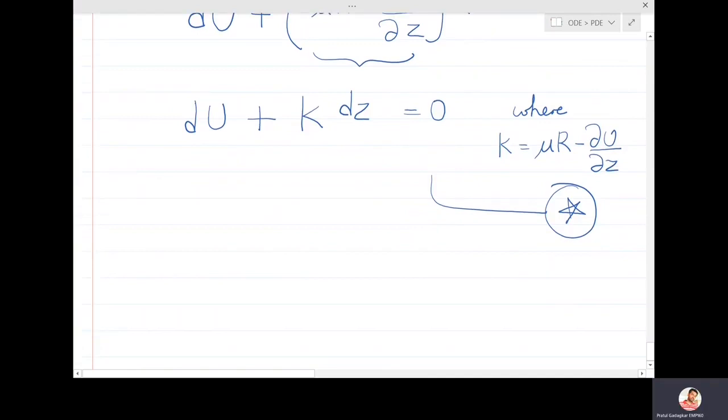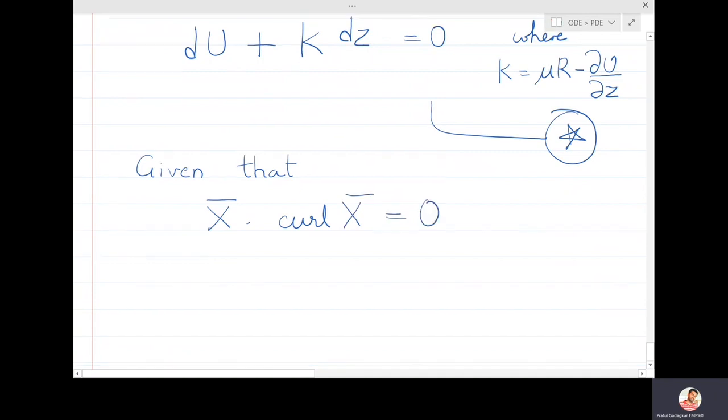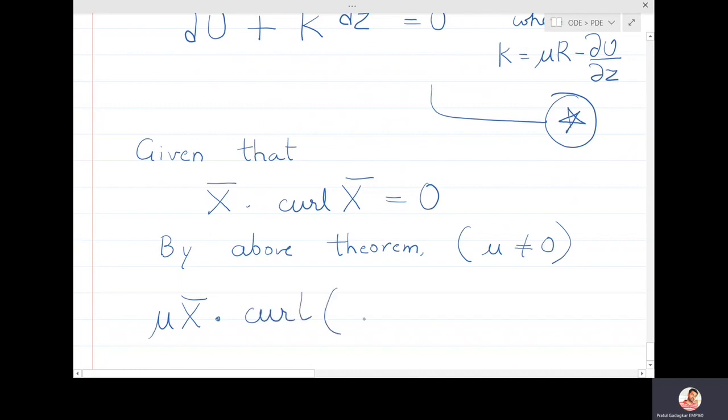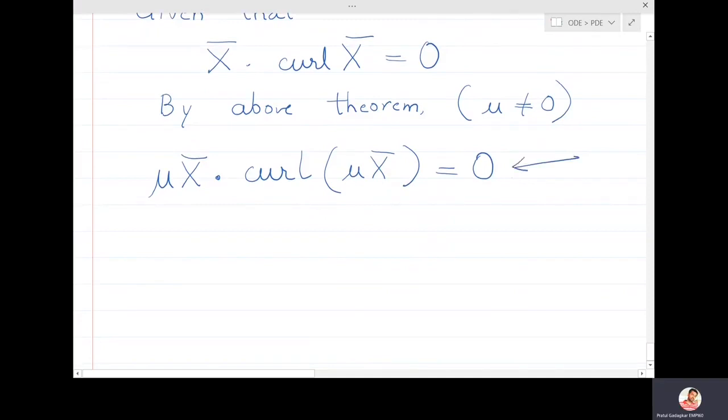So what is given to us? Given that x bar dot curl x bar is equal to how much? It's equal to 0. Therefore by the above theorem what can I say? I know that if x bar dot curl x bar is equal to 0 and mu is some non-zero function, then mu x bar dot curl mu x bar, that also is equal to 0, right? So what is this quantity? Let us calculate what is this quantity. What if I simplify this term?